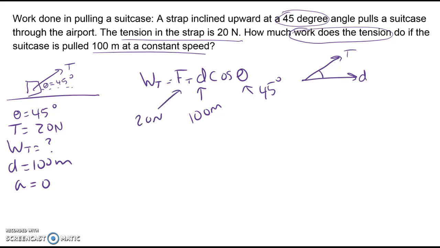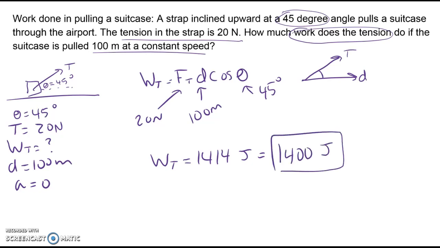Tension 20 newtons. If I remember correctly, when we plug this in, we get something around 1414 joules. I am not boxing this as my answer, right? Because this has 4 sig figs, and our problem here has arguably 1 or 2 sig figs. So I'm going to do 2 sig figs here. So 1400 joules. There's my answer. It's just important here to double check that the angle that you get is the angle given in the problem.